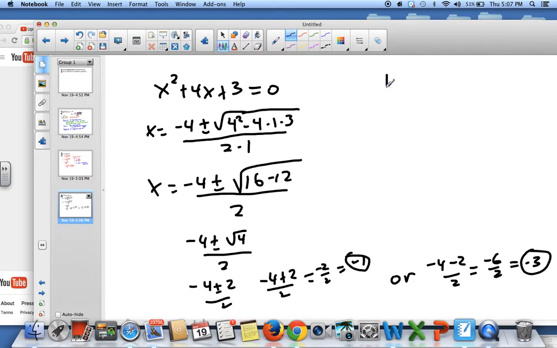Notice that if I just went for the discriminant, I gotta spell that right. Okay, let's get that better. You can't even read that.